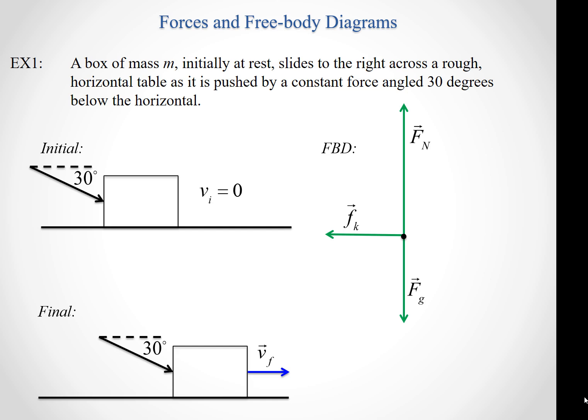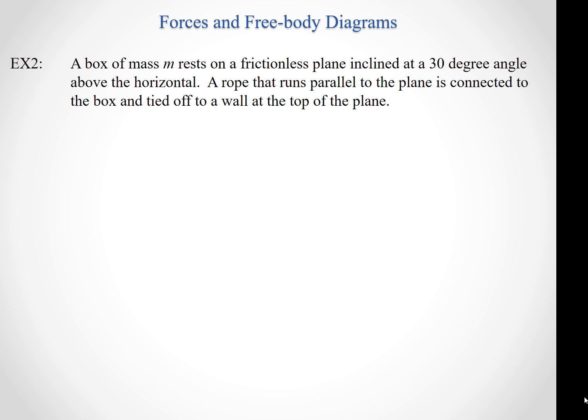Our last question, is there anything else pushing on the box? There's a force pushing on the box at a 30 degree angle below the horizontal. We will treat this force as an applied force and draw it in the free body diagram at an angle of 30 degrees below the horizontal. So here's the correct free body diagram for the box. Let's look at one more example.